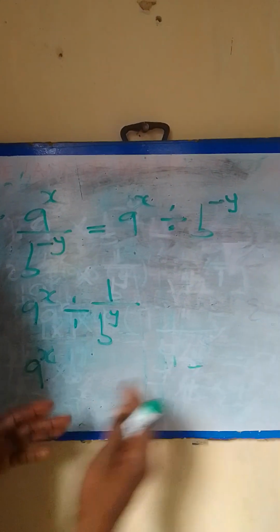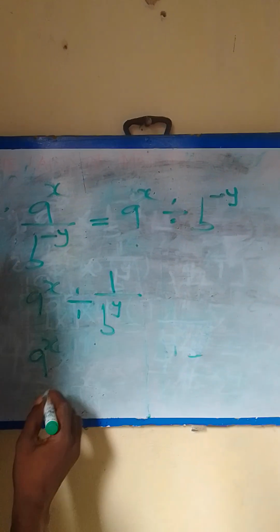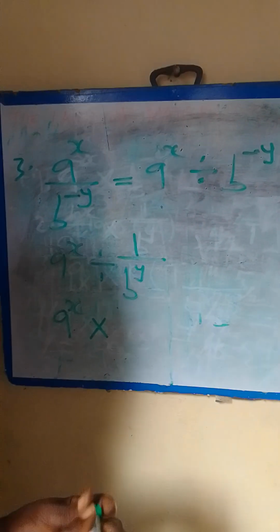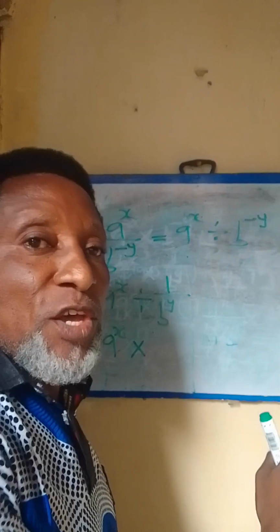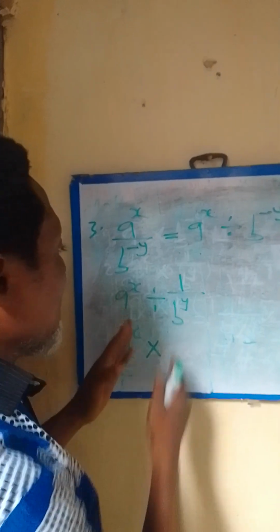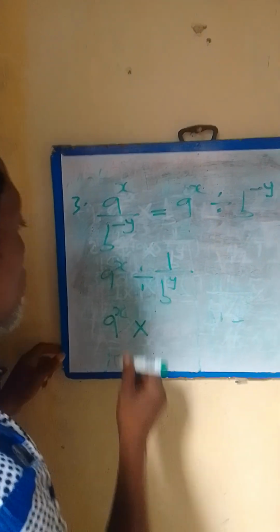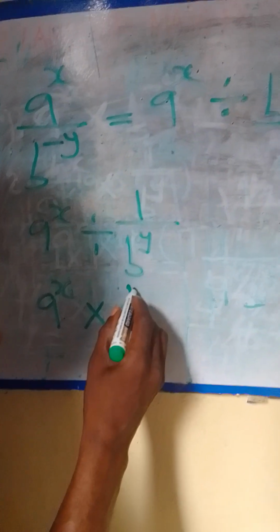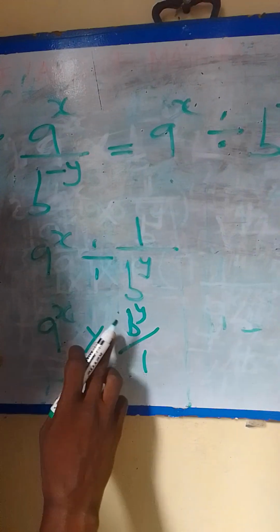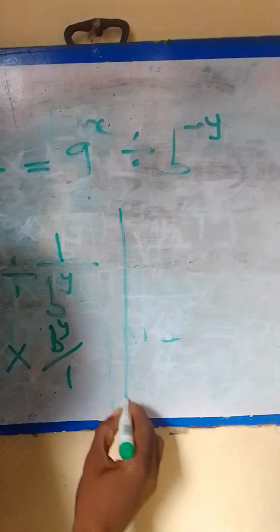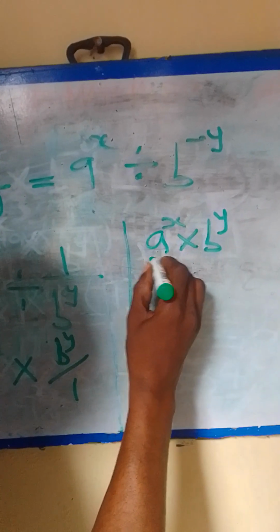When there's a division sign, you change the division sign to a multiplication sign, and you are going to have times. And when you are changing the division sign to a multiplication sign, you invert the right hand side of the equation. That is to say, this is the left hand side and this is the right hand side. You take the denominator up and bring the numerator down. So now we have changed it. We have b raised to power y all over 1. So this is the same thing as saying a^x times b raised to power y all over 1.